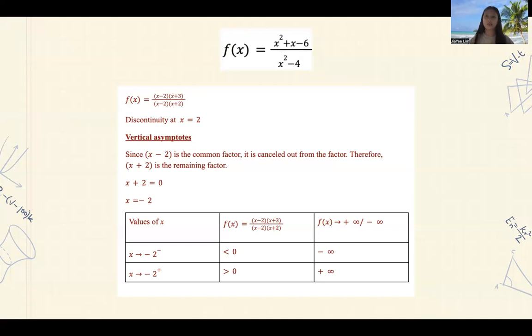To find the limit at infinity, first of all, we have to find a value of x that is smaller than -2 and substitute the value into f(x). By that, we can find the answer is smaller than 0, and it is approaching the vertical asymptote from negative infinity. And for values that are larger than -2, after substituting into the function, we can find that the answer is larger than 0, and therefore it is approaching the vertical asymptote from positive infinity.